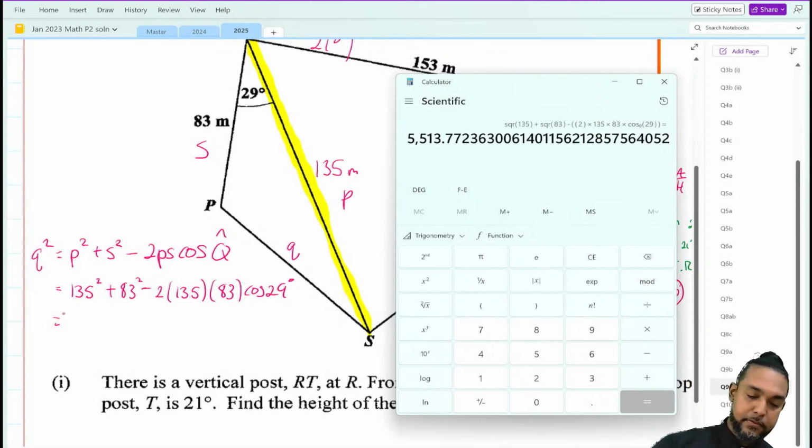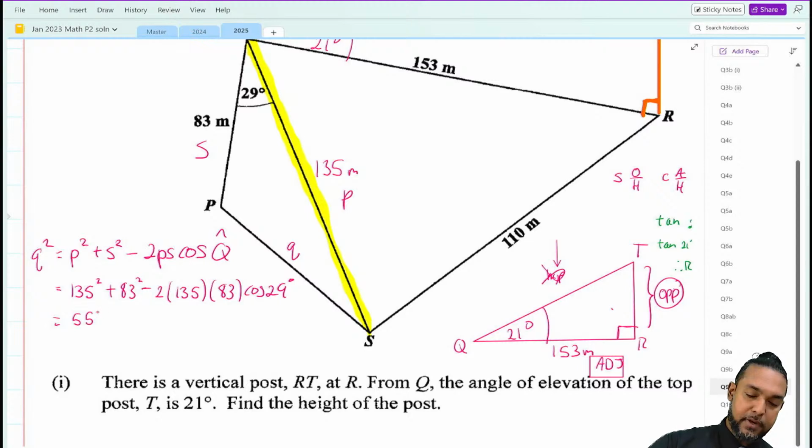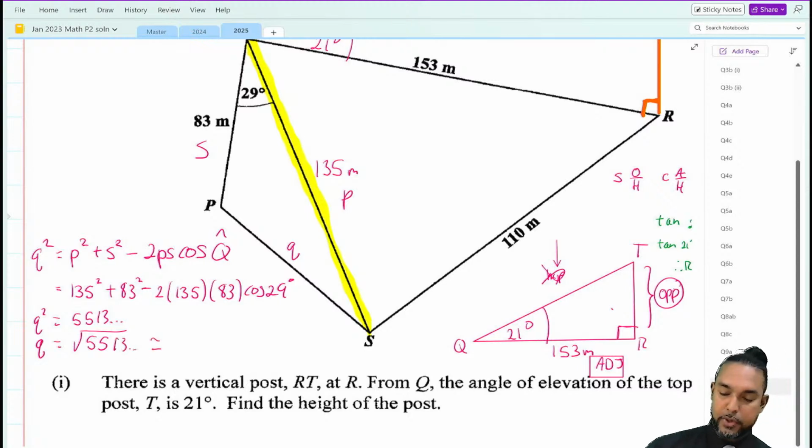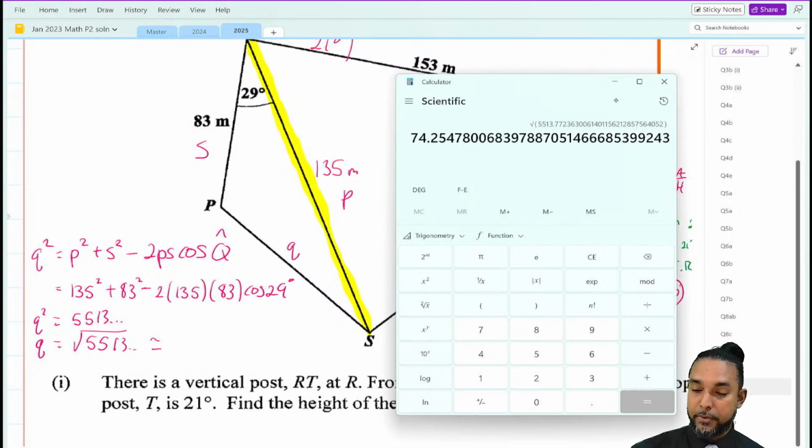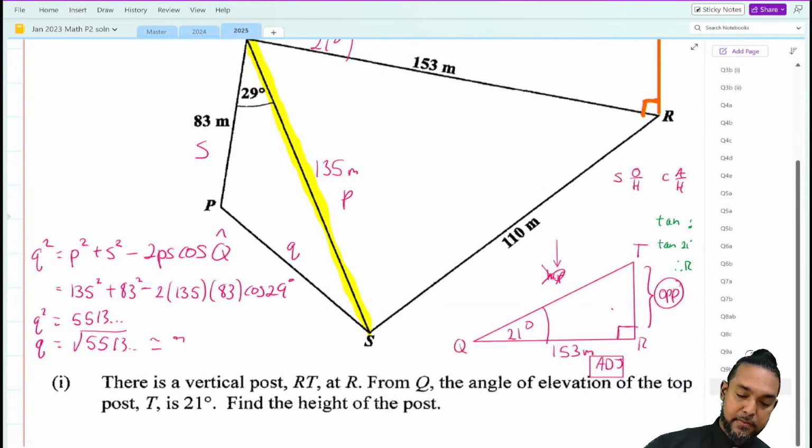5,513 point dot dot dot, right? So that's q squared. So to find q, we have to undo the square. How do we undo a square? By finding the square root. So 5513 dot dot dot square rooted. Keep the value in your calculator and take the square root, and here you get 74.25 meters, right? 74.25 or 74.3 meters. 74 could work too.